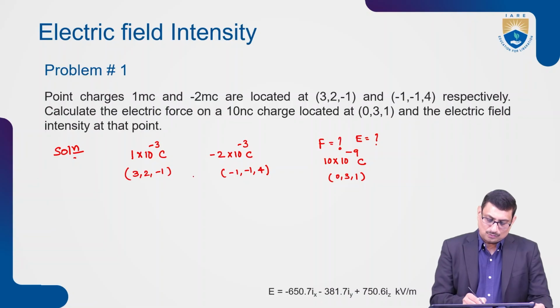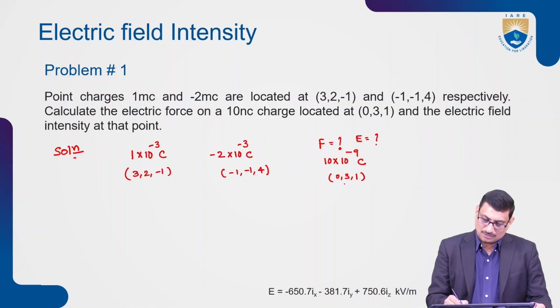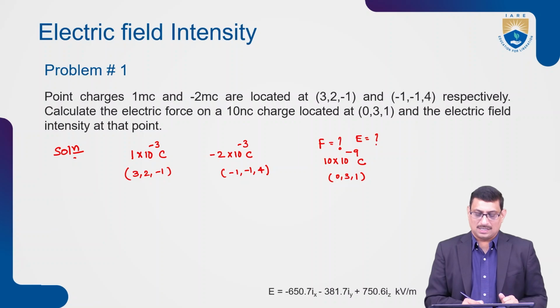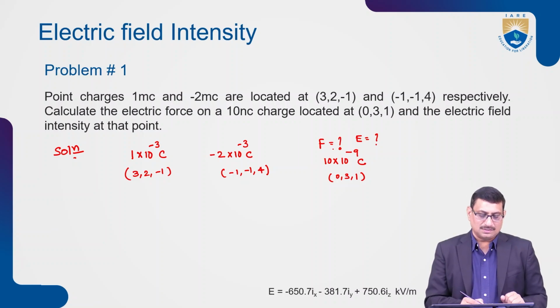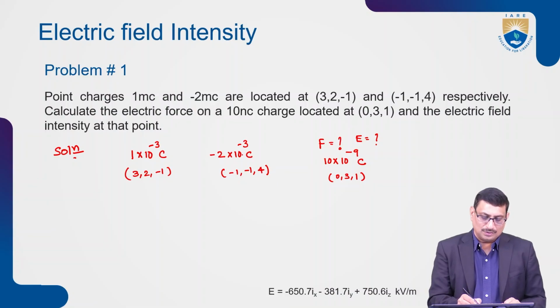So here there are the two point charges, located here. And the third point charge of 10 nanocoulombs is located at (0, 3, 1). We are asked to calculate the force on the 10 nanocoulomb charge due to the 1 millicoulomb charge and due to the minus 2 millicoulomb charge.